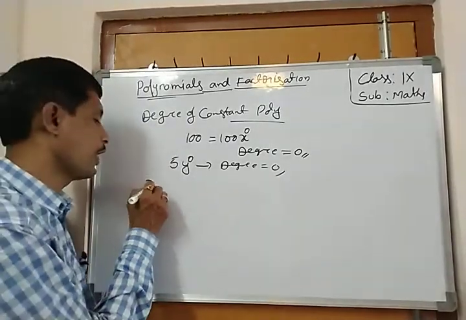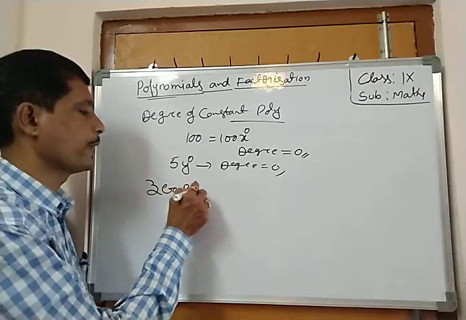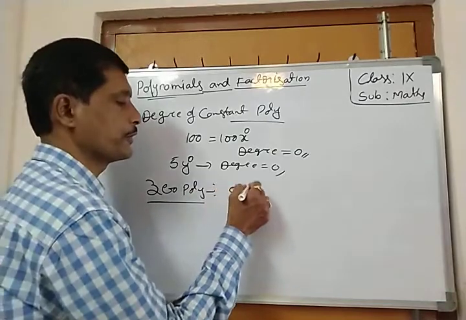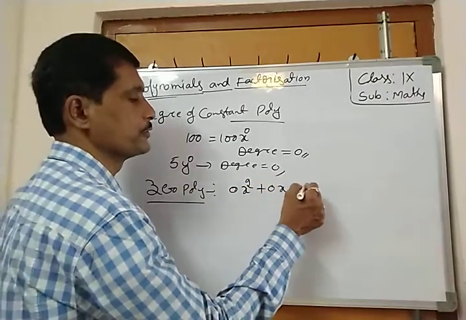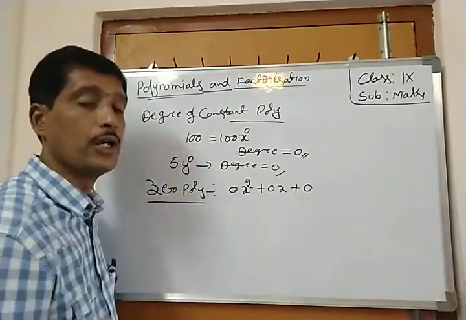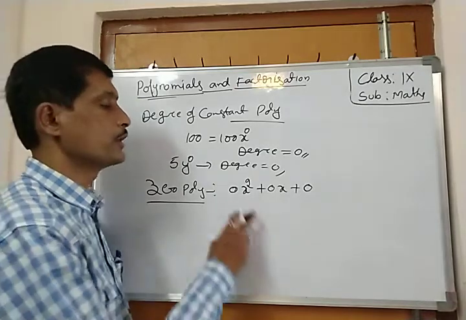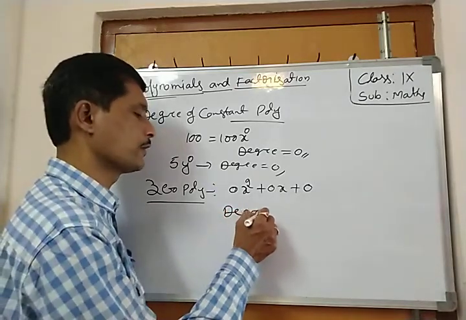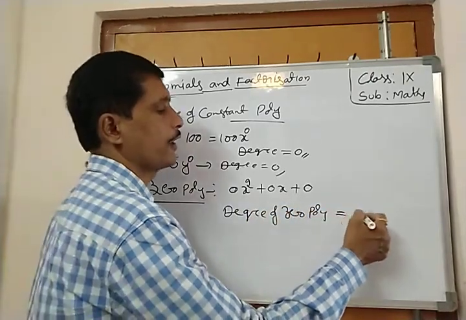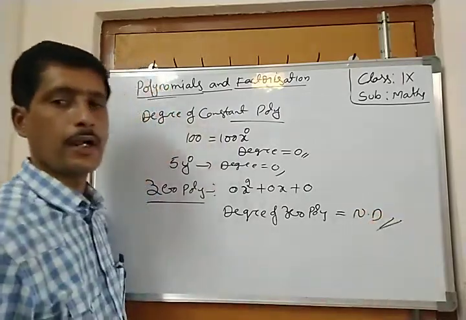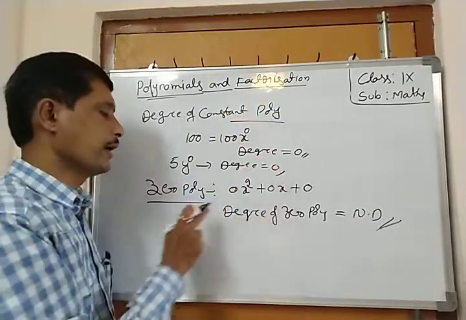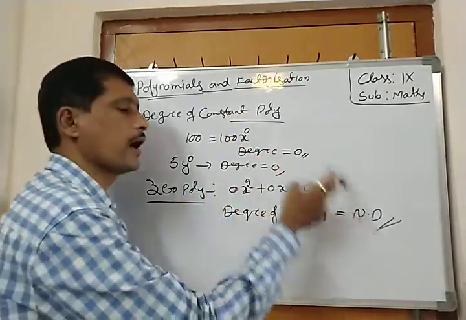Next, the 0 polynomial. A 0 polynomial means all the coefficients of the variable are 0, that is 0 into x square plus 0 into x plus 0. Here the x square coefficient is 0, the x coefficient is 0, and the constant is also 0. That is called the 0 polynomial. The degree of the 0 polynomial is not defined, or undefined. The degree of a constant polynomial is 0, while the degree of the 0 polynomial is not defined.